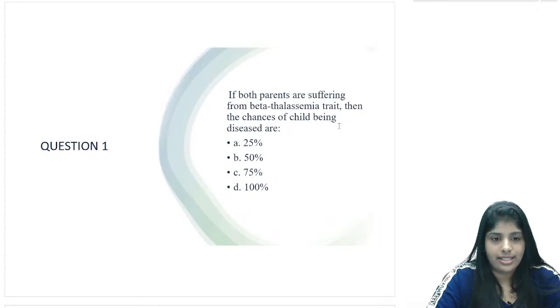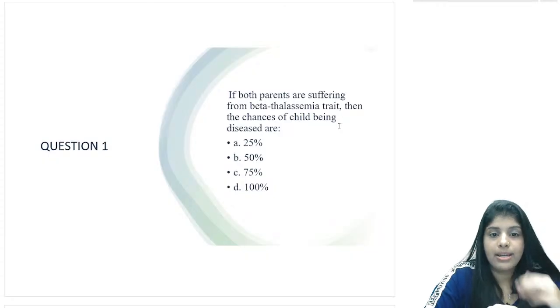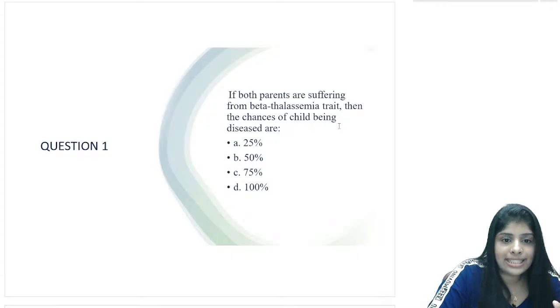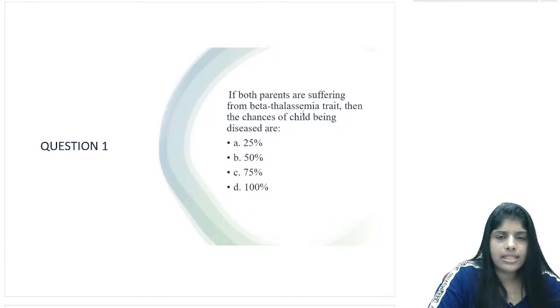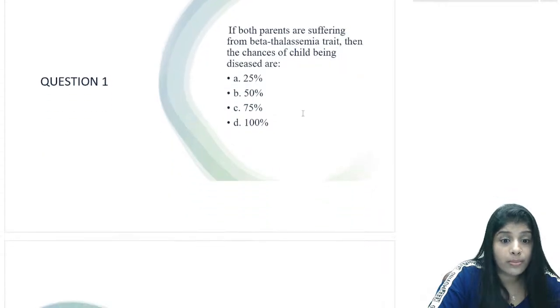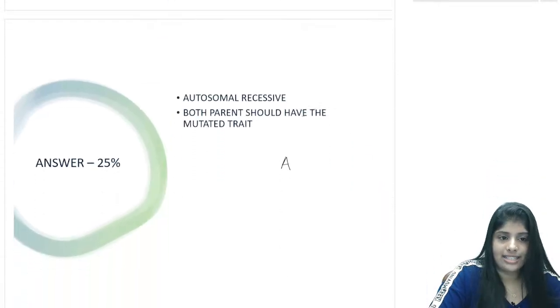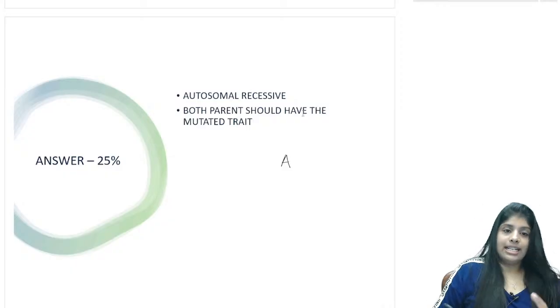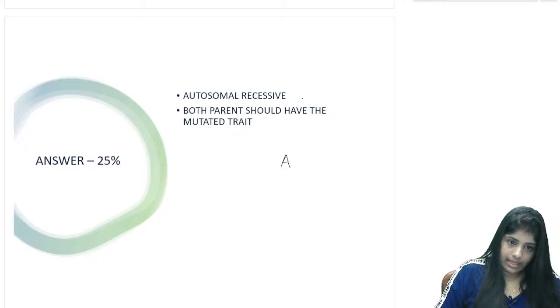I'm going to read the first question. If both parents are suffering from beta thalassemia trait, then the chances of the child being diseased are? So here we are talking about beta thalassemia. What is beta thalassemia? It is autosomal recessive. So how does this work? Let me show you how this is working.